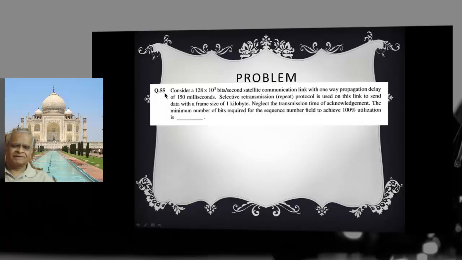The problem, question 55: Consider a 128 into 10 to the power of 3 bits per second satellite communication link. This is the bandwidth. The one-way propagation delay is 150 milliseconds. The selective repeat protocol is used on this link to send data with a frame size of 1 kilobyte. Notice it is byte, so it's 1024 bytes, 1024 into 8 bits. Neglect the transmission time for acknowledgement. The minimum number of bits required for the sequence number field to achieve 100% utilization is how much?